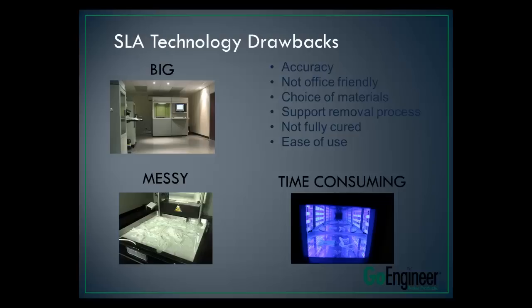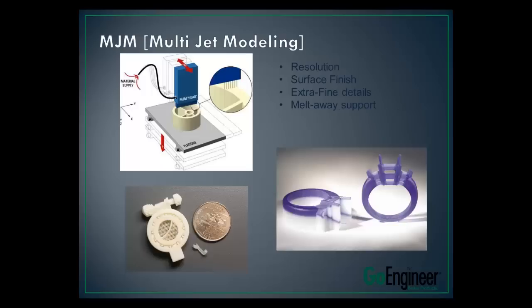So the whole process, even though the model building itself can be relatively fast and you're going to get good parts, the whole post-processing of it can be pretty time-consuming. These parts aren't fully cured when they come off, things like that. These are just some things to consider if you're thinking about investing in the SLA technology. So let's go to MultiJet technology.